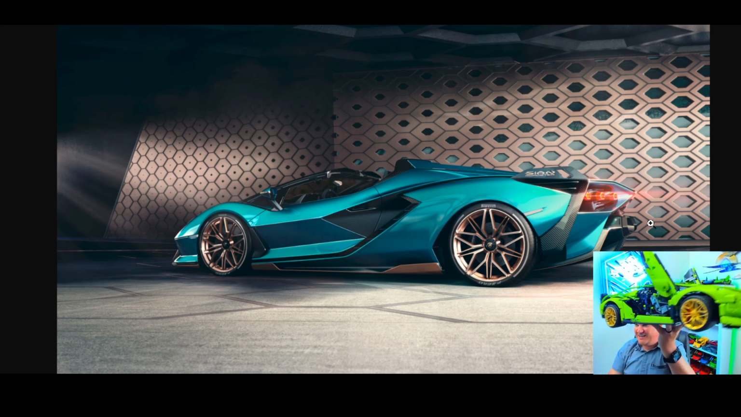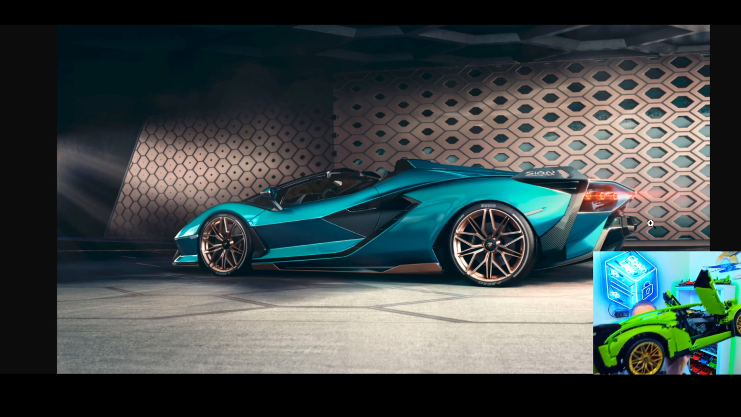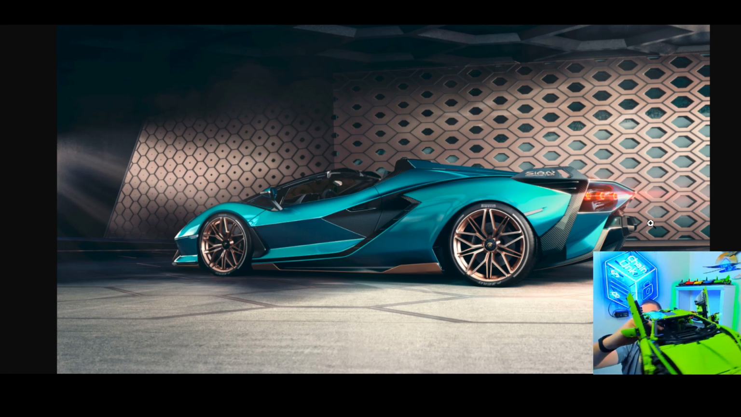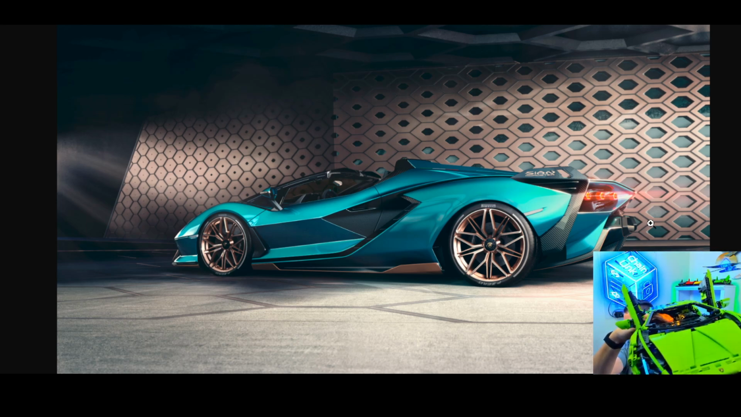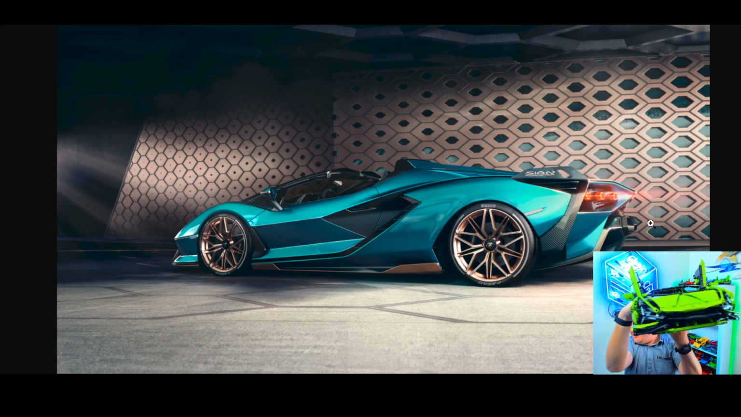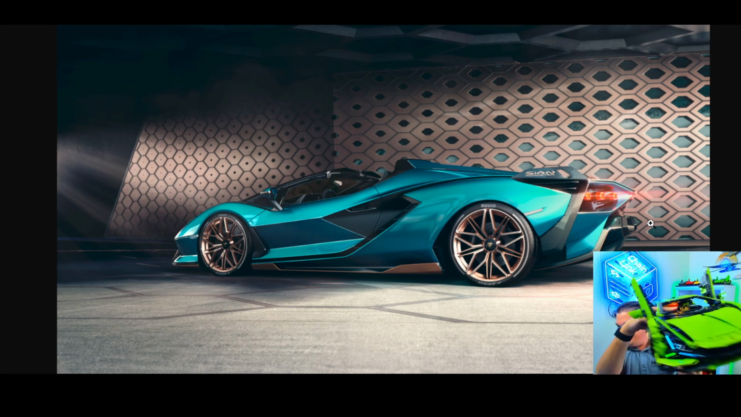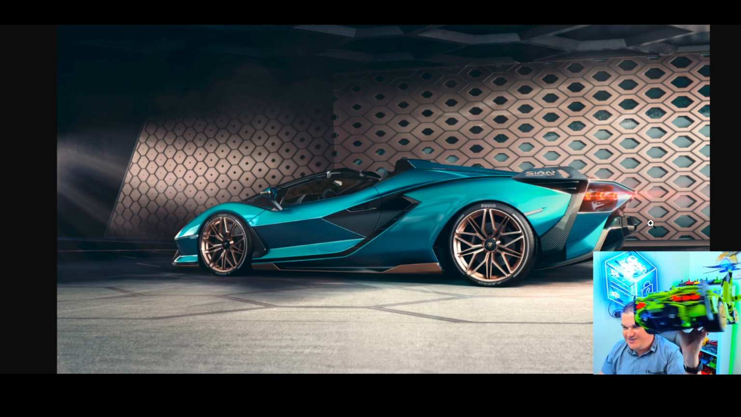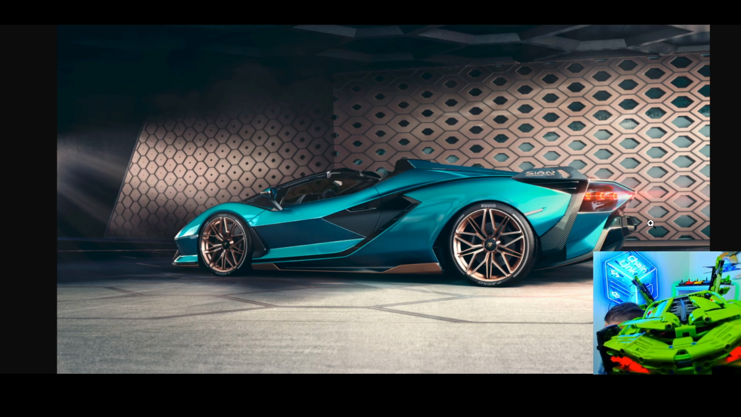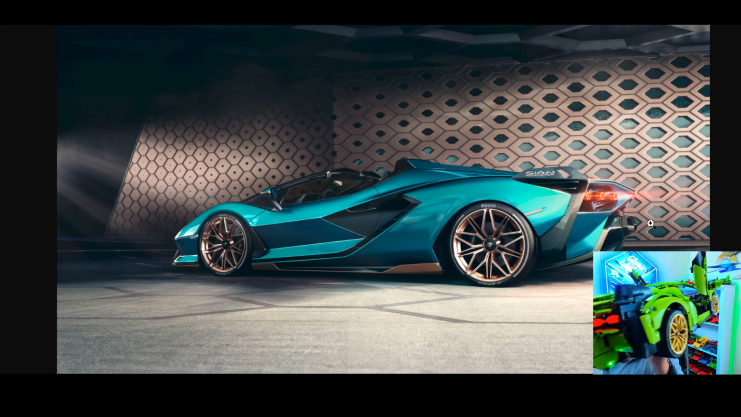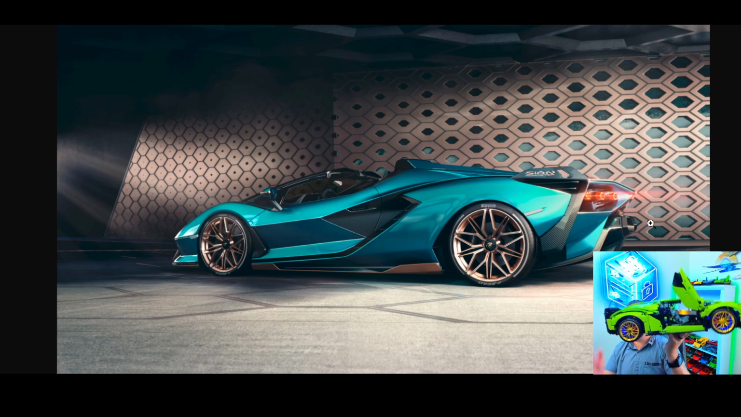So yeah, this is from Lego. It actually lights up. I ordered a separate light kit. Let me see if it still works. There it came. Did you see it? Headlights. So there's light inside here. The taillights come on. Yes. So that is my Lego Sian.